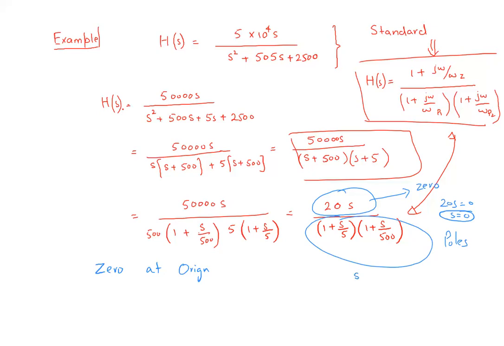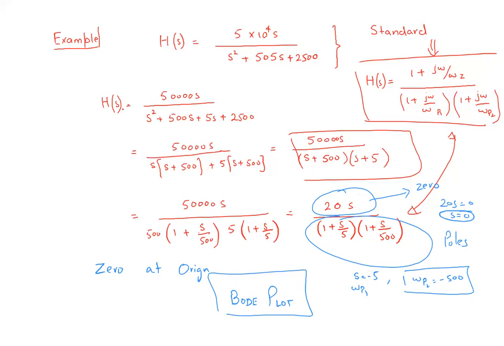Your poles are at s equal to -5, the first pole, omega p1, and omega p2 at -500. So we know the two poles, and we know our zero is at 0. This is the standard form which we use for the Bode plot. Now let's go to the Bode plot and try to plot this equation, both magnitude and phase response.